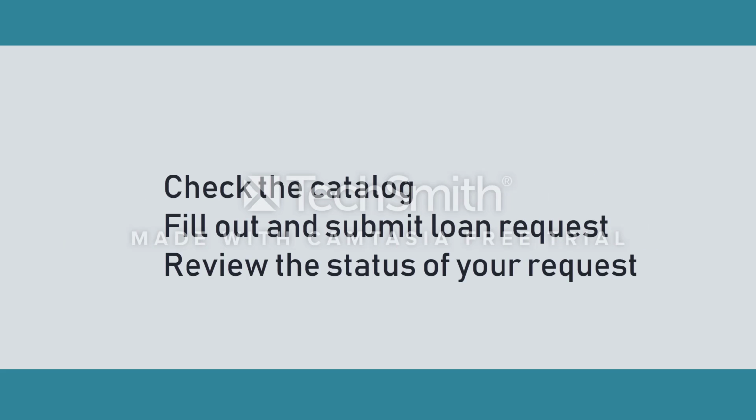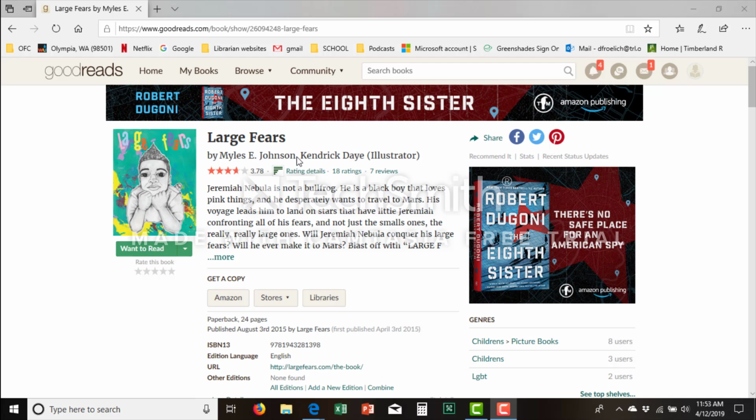In this tutorial, we will first review how to search for an item in Timberland's catalog. Then we will see how to locate, fill out, and submit a form for interlibrary loan. And finally, we will learn how to track the progress of our interlibrary loan request. To begin with, let's suppose you've just found a title you'd like to check out from the library.